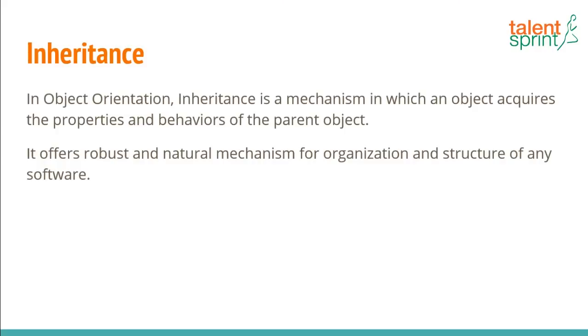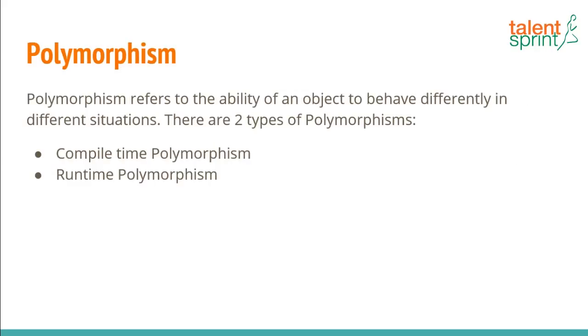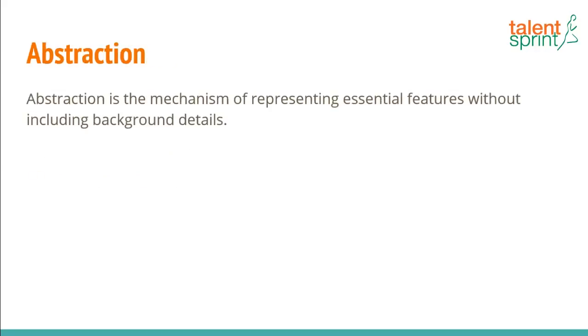So first up, we have inheritance. In object orientation, inheritance is a mechanism in which an object acquires the properties and behaviors of the parent object. So when the child object acquires the behaviors of the parent object, it is called inheritance. Polymorphism is the ability of an object to behave differently in different situations, and it's of two types, as you all might know: compile time polymorphism and runtime polymorphism.